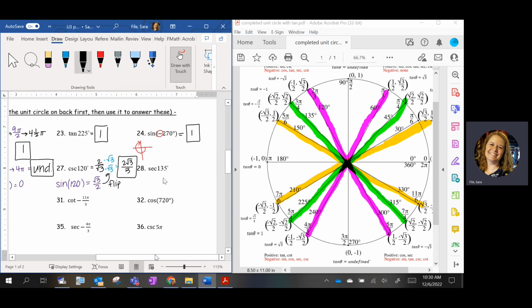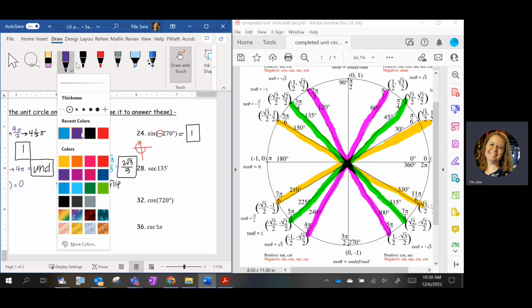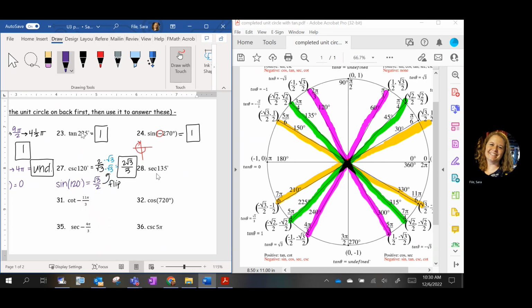Number 28 wants secant at 135. What is secant the reciprocal of? Cosine. 135 is a nice simple angle from the unit circle. So it's right here, the green highlighted one in quadrant 2, 135 degrees. Cosine here is what? Good. Cosine's negative in this quadrant.